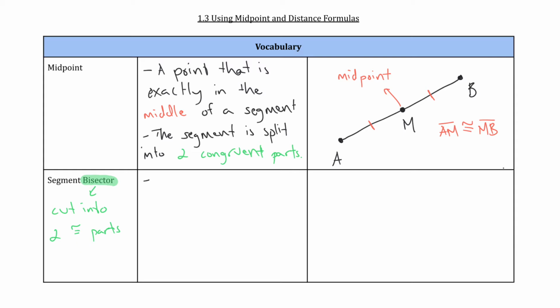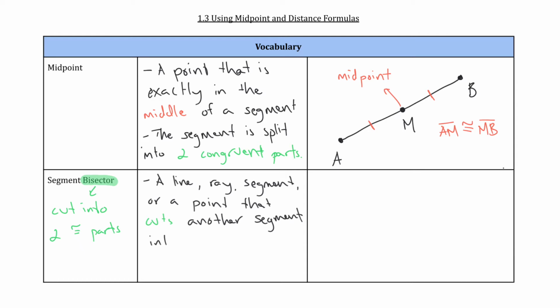So here is the formal definition. A segment bisector can be a line, a ray, another segment, or a point that cuts another segment into two congruent parts. So let's demonstrate what this looks like.